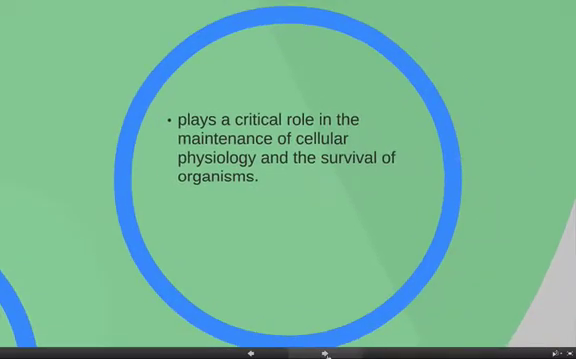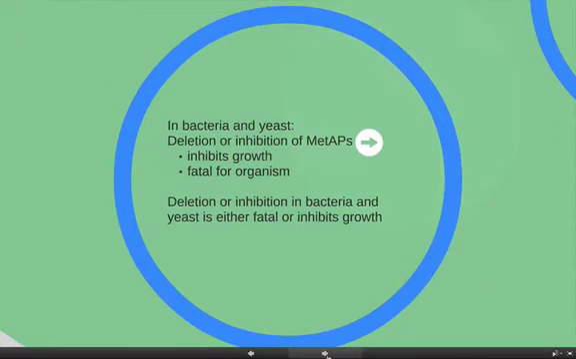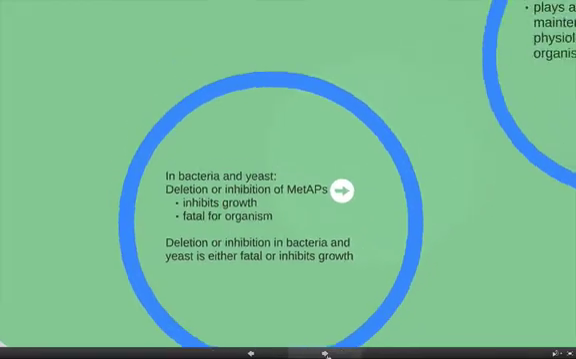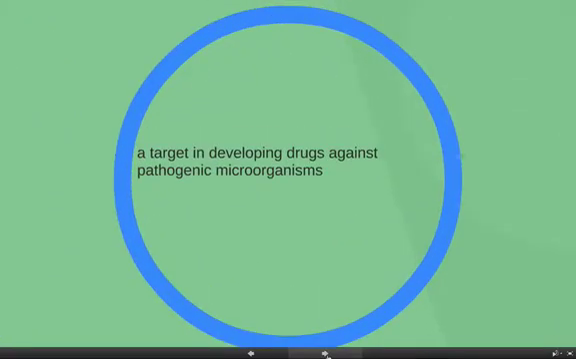Type 1 MET-APs play a critical role in the maintenance of cellular physiology and organism survival. How exactly do the MET-APs affect the organism? Depending on the MET-AP's deletion or inhibition in bacteria and yeast, the organism is either inhibited in growth or a fatal process commences. The type 1 MET-APs we are looking at are a new target focus for developing drugs against pathogenic microorganisms like malaria, which we will be focusing on in this presentation. Specifically, we will look at MET-APs in the malaria parasite Plasmodium vivax.